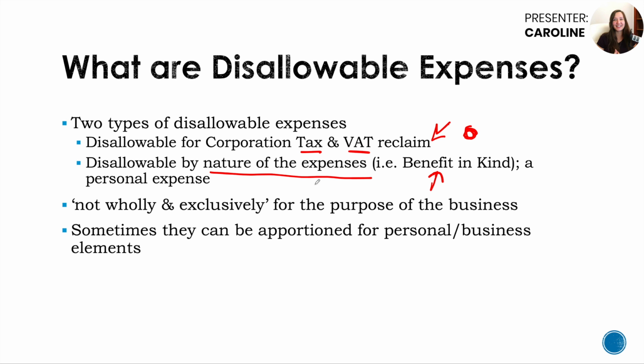In that case, it's not a personal expense, but in most cases, the nature of the expense will decide whether it's a benefit in kind or not. And the easiest example I can give you is something that is obviously a personal cost that cannot be put through the company, and it's basically like you're taking money from the company as income and paying for that cost, which is what this benefit in kind is supposed to do. So it's not wholly and exclusively for the purpose of business, and sometimes they can be apportioned for business and personal elements. In the case of rent, that is not the case.